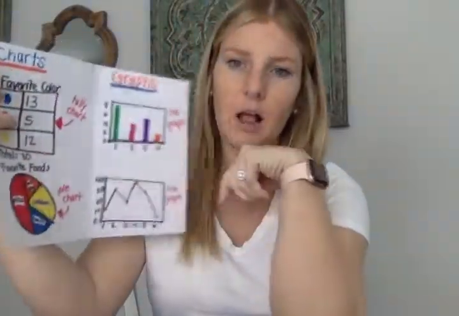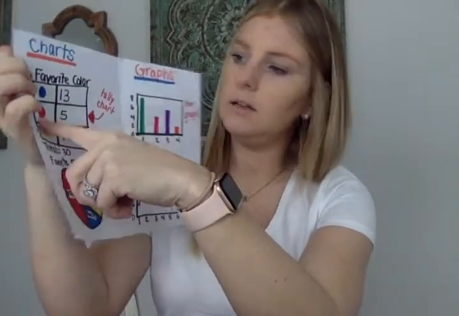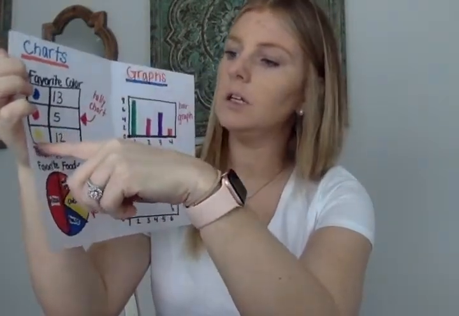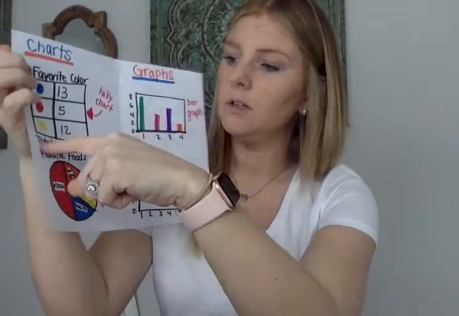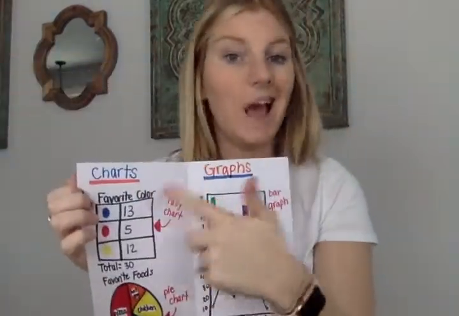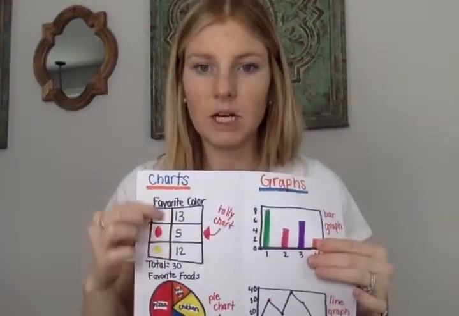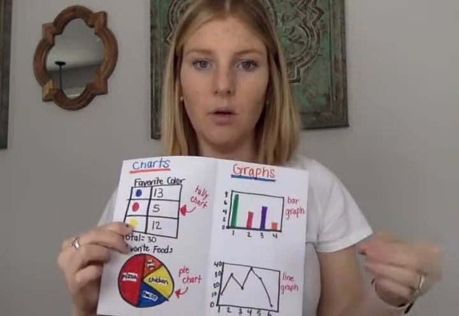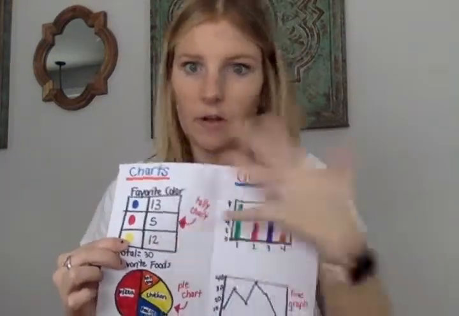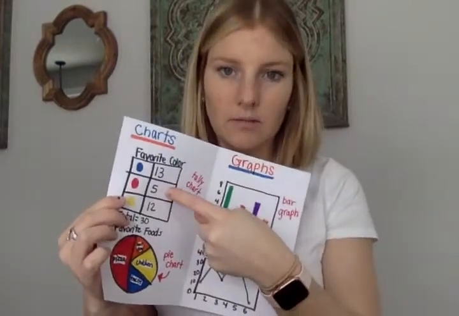So today, charts, okay? So this is favorite color, right? Blue, 13 kids. Red, 5. Yellow, 12. Total, 30 kids. Okay, this is called a tally chart. Sometimes there will be tally marks or just straight numbers. Most of the time there will be words here. I just made it simple for the anchor chart that I was doing. These are the easiest to read.